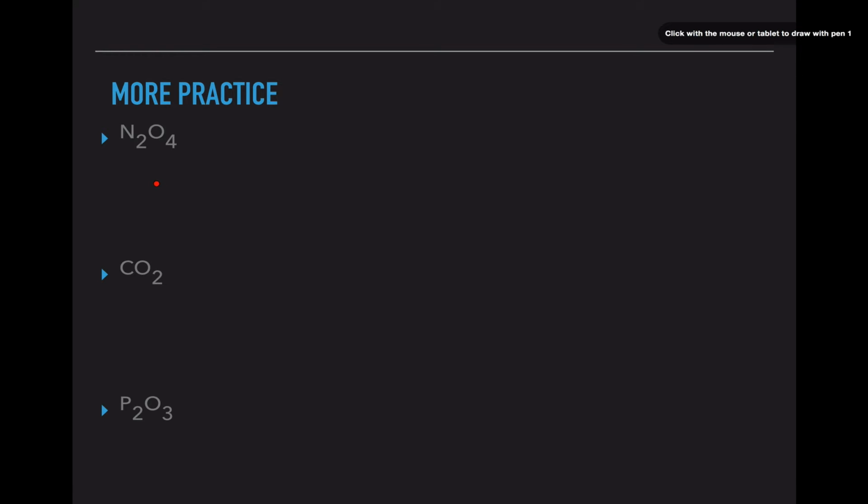N2O4. N, again, is nitrogen. Put the number out front. O is oxide. Put the line out front. Nitrogen has 2, so I need the prefix of di. Oxygen has 4, so I need the prefix of tetra.